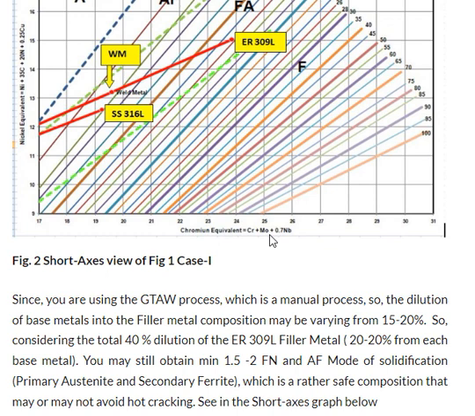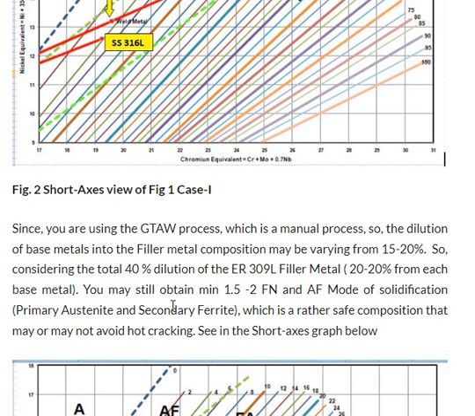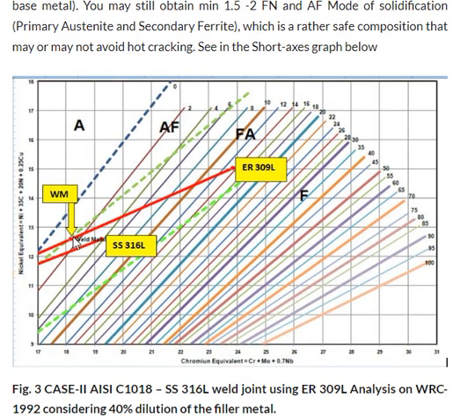Again, the fabricator is using a GTAW process, which is a manual process, we know. So the dilution of the base metal into the filler metal composition may vary from 15% to 20%. Now considering a worst scenario, like total 40% dilution of the ER309L filler metal, we may consider 20 percent from each base metal. Under this condition, we may still obtain a ferrite number of 1.5 to 2 and AF mode of solidification, which we can see in this line.